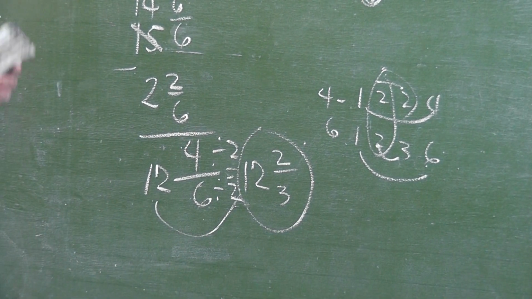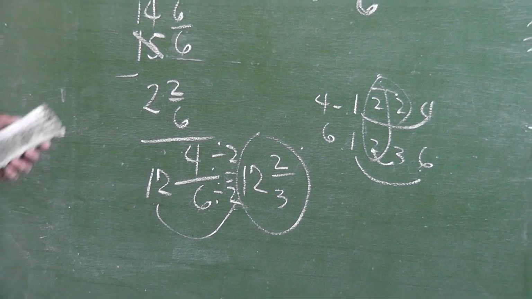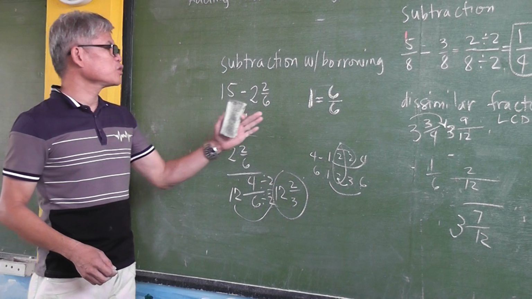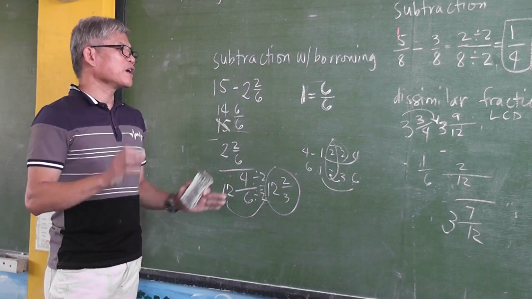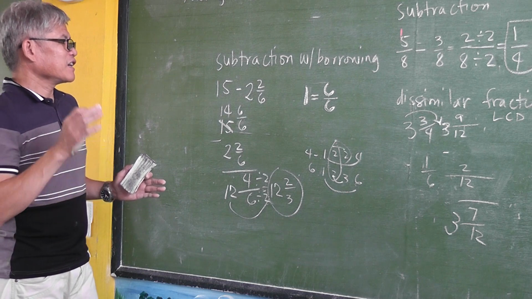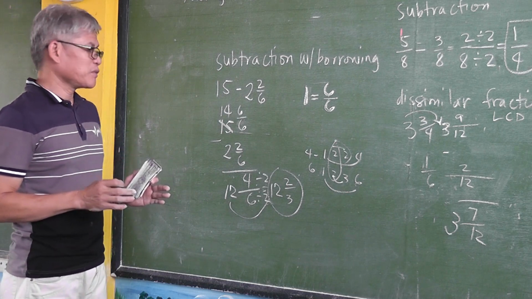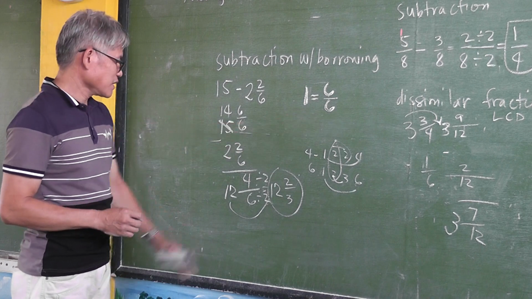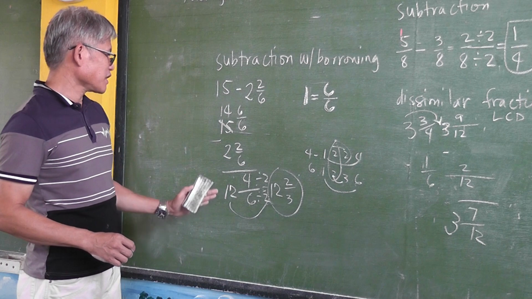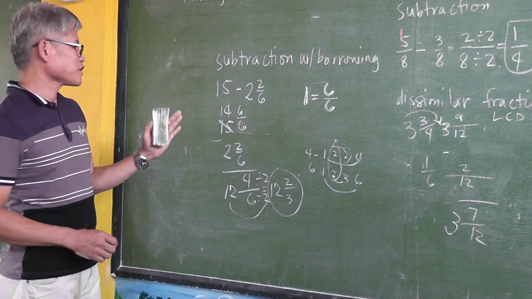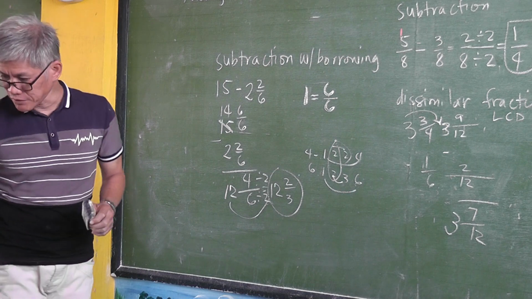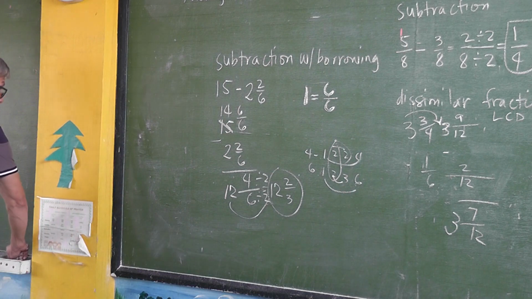So in subtraction with borrowing, you are going to borrow from the whole number, and then the 1 that you borrow, you make it a fraction equal to 1. What is a fraction equal to 1? It has the same numerator and denominator, the same number. And then you can subtract now because you already have the fraction. I'll give you another example.